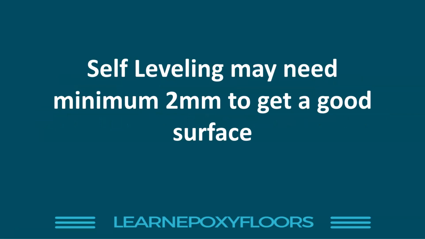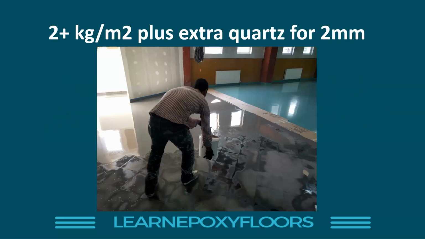Now, self-leveling, you need to get a minimum of 2 millimeters thickness just to get a decent looking surface, so it doesn't have weird lines or anything. So notice here I said 200 microns and 2 millimeters. You're already talking about a massive difference in thickness. Right? So when you apply a self-leveling floor, like this guy here is pouring the bucket on the floor, we're talking at least 2 kilos per square meter, plus you also want to mix in extra quartz sand to get the 2 millimeter thickness. And I'm going to post a video on how to apply self-leveling floors for you to understand this, because it might sound a bit complicated here.